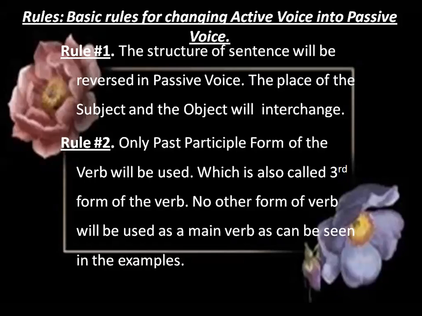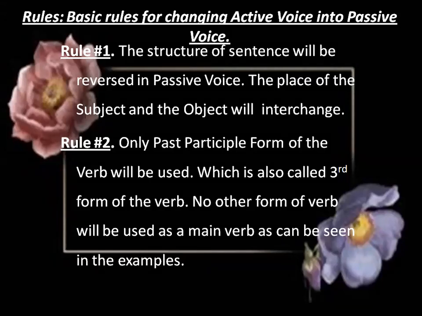The structure of the active sentence will be reversed when we are changing it into passive voice. The place of the subject and the object will be interchanged. Now rule number two is that only the past participle form of the verb will be used over here, which is also called the third form of the verb, V3. No other form of verb will be used as a main verb, as can be seen in the examples.